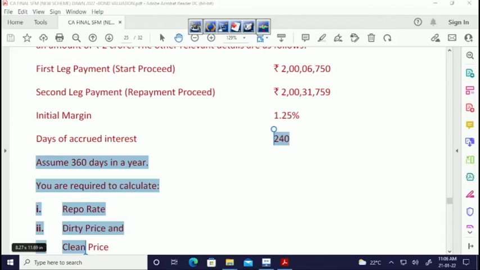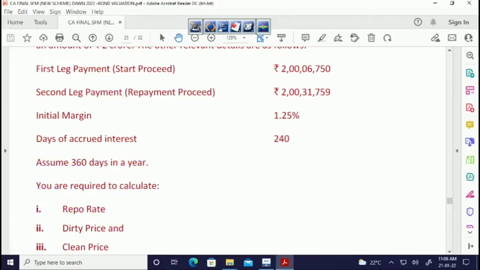Now according to my knowledge, in the sum it was given that you have to take 360 days. But according to my knowledge, in the second leg we should take 365 days. Of course, you can give a note and take 360 days in the entire sum. So knowledge wise, in the second leg we should take 365 days, but for accrued interest and all that we should take 360 days. That's the rule. So that was money market. Money market is now over.